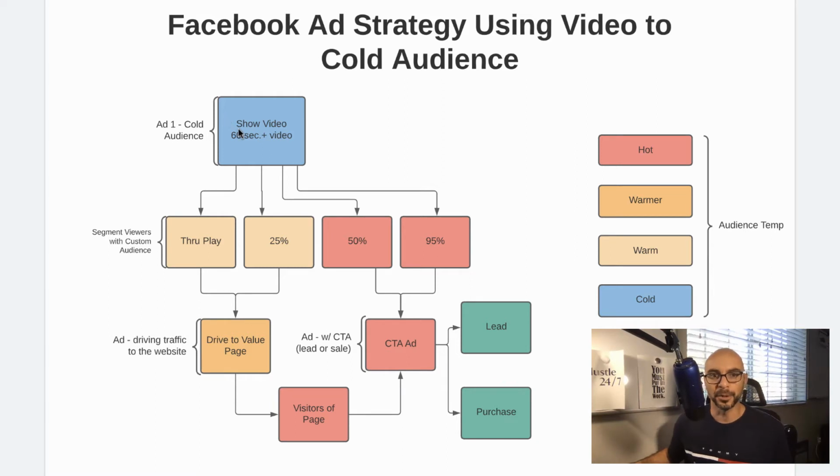First, it starts off with a video. The video needs to be 60 seconds or longer, and there's a reason for that. The reason is that we want to be able to create custom audiences based on how much of that video people watch. Obviously, the more people watch of your video, the more interested they are in your product or service or whatever your message is in your video.